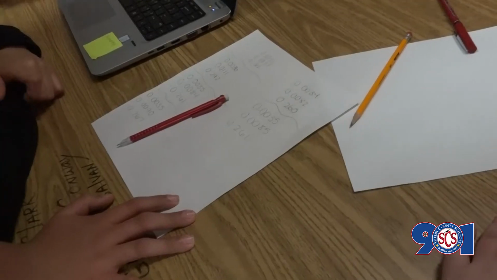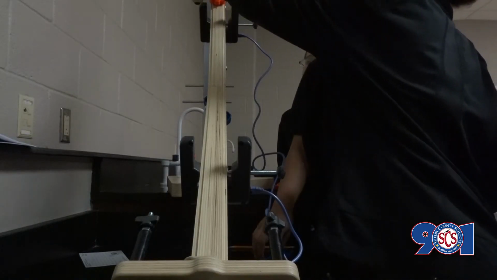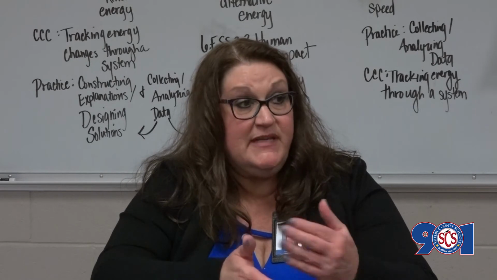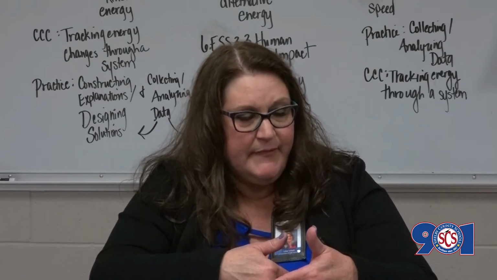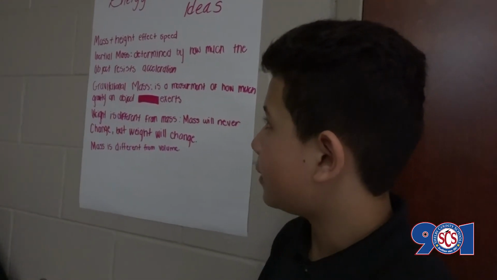They noticed just through trial and error when they were collecting their data that the different cars do indeed have different masses. They manipulated it by putting weight and subtracting weight from it, and by moving it up and down on the physics stand. Mass plus height affects speed.